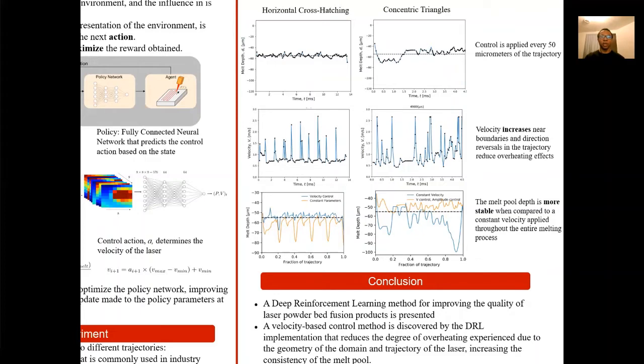And we see that when compared to the constant velocity case, the melt depth is much more stable, and the spikes that are observed in the constant velocity case are no longer observed in the controlled case. And it's exaggerated for the triangular case, where the large increase in melt pool depth that's seen towards the end of the trajectory is not seen in the controlled case.